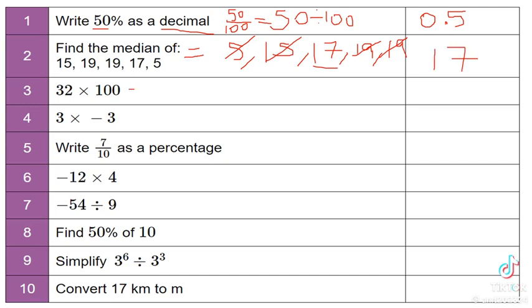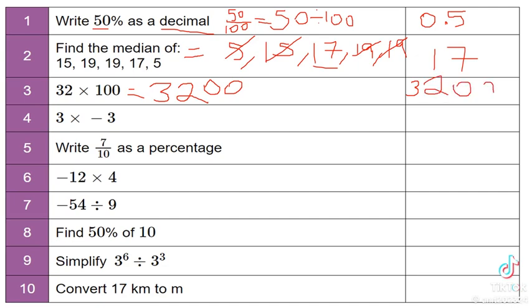Okay, question number 3, 32 times 100, so it's just 32, and I stick on 2 zeros after that number. So the answer is 3,200.